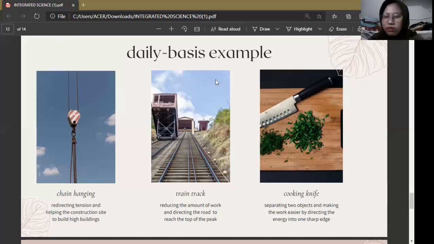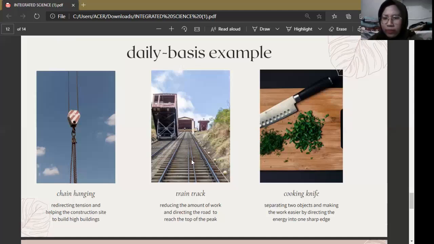And then the second one, in the middle, is a train track. Yes, this is a train track. You can see that the track is on an inclined plane, so it's an example of an inclined plane. The function is reducing the amount of work and directing the road to reach the top of the peak. It's actually the same principle as the tram case before. So the tram and the train track in this picture are actually the same.